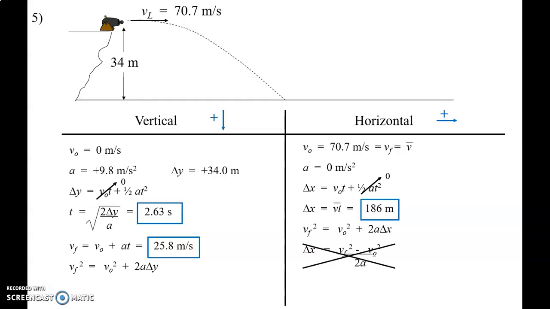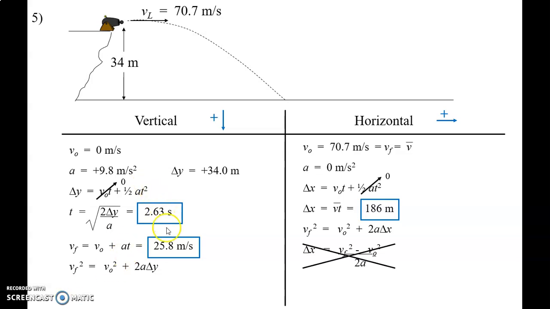All right, now we go on to letter E, which asks to find the cannonball's total velocity. Well, didn't we just do that? Didn't we just find the 25.8 meters per second? Oh, wait a second. That's only the vertical speed. And remember, this is the challenge in two-dimensional kinematics. We have to remember at all times, the cannonball, the projectile, is moving both vertically and horizontally. So what do we have to do? We have to put together some components.